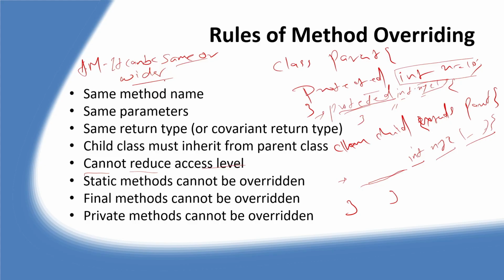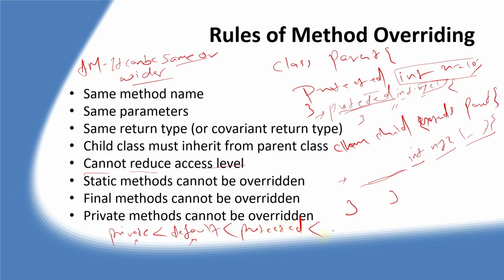So we know the scope, right? What is the minimum scope? Private. What is the maximum scope? Default. Private means within the class, default means within the package. Now which one is wider than default? Protected.